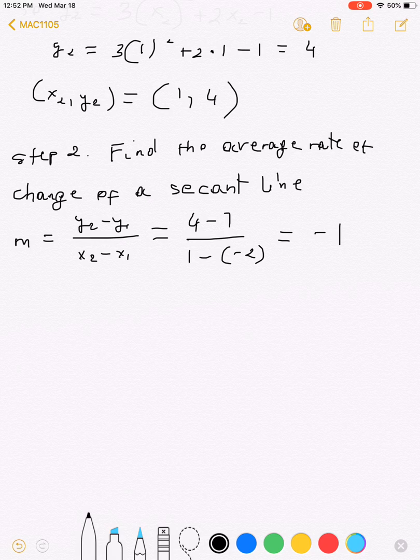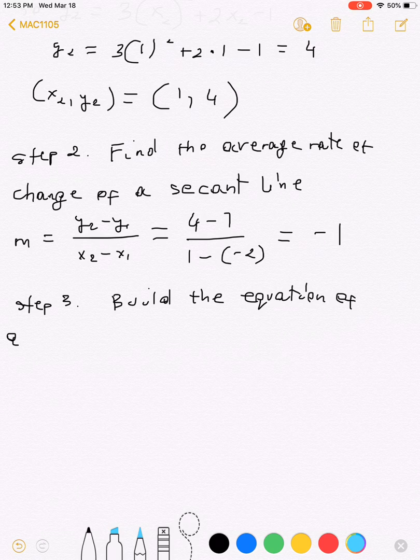Step 3: build the equation of a secant line using slope-intercept form.